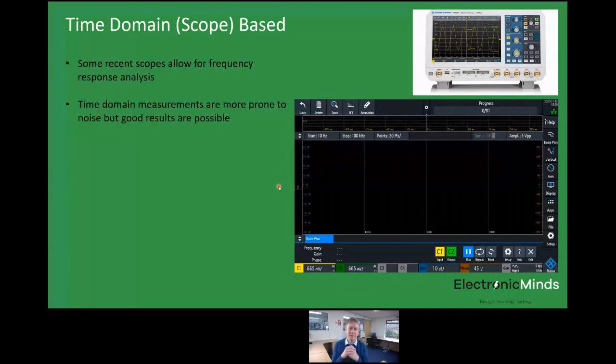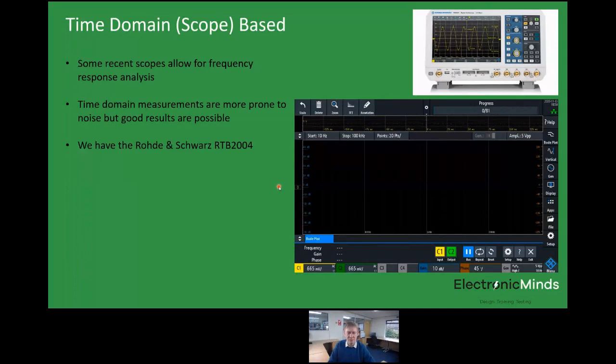The time domain measurements, obviously a scope is a time domain instrument. They don't have that same resolution bandwidth, that narrow band filter. They're essentially trying to pick out the low frequency content in all of the noisy signal they're receiving. So that generally means that scope-based or time domain measurements are always going to be more prone to noise and error. But we have interestingly found that results can be fairly comparable to the vector network approach.